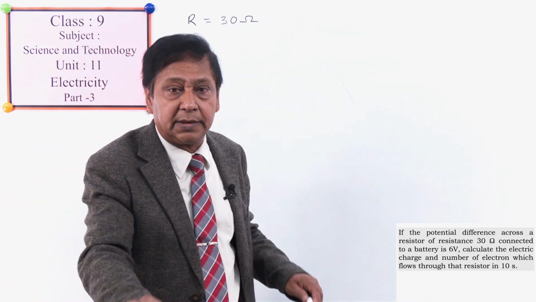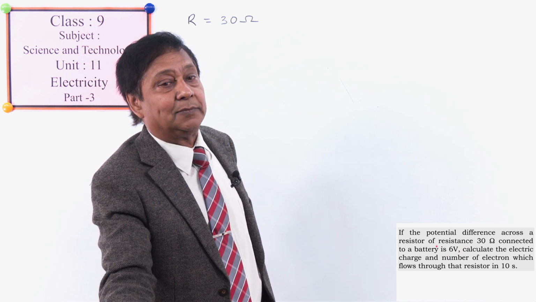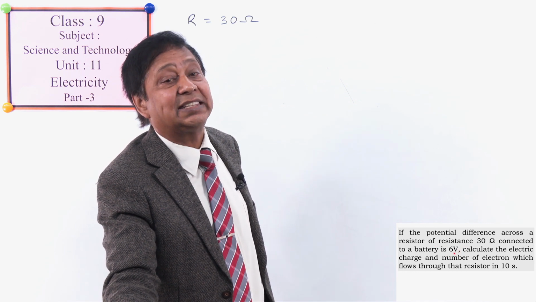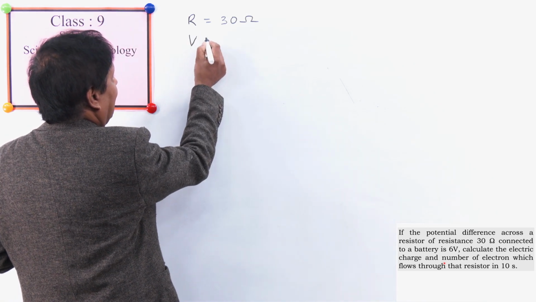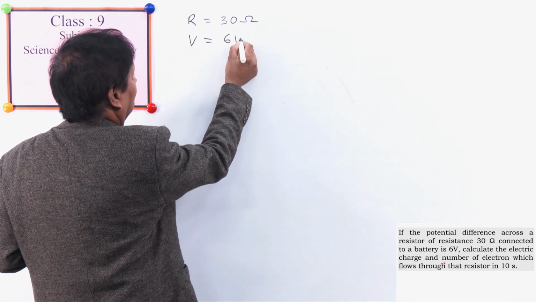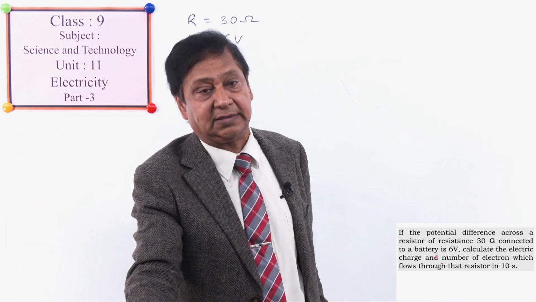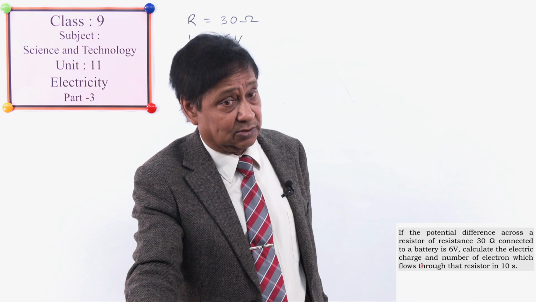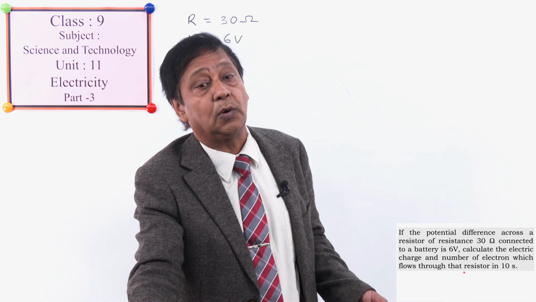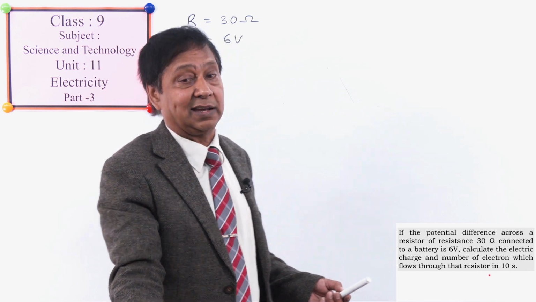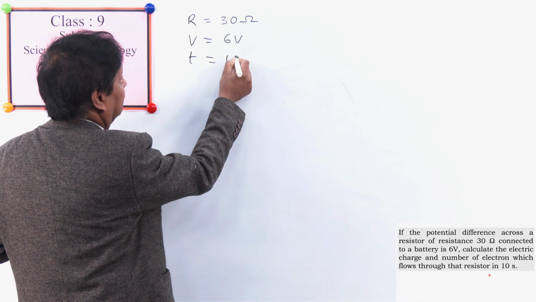And secondly, what is given? Connected to a battery is 6 volt. PD is found to be 6 volt. PD across the resistor, that is denoted by V, is 6 volt. Now what is another information? Calculate the electric charge and the number of electrons. There are two questions, which flow through that resistor in 10 seconds. Time is given, 10 seconds.